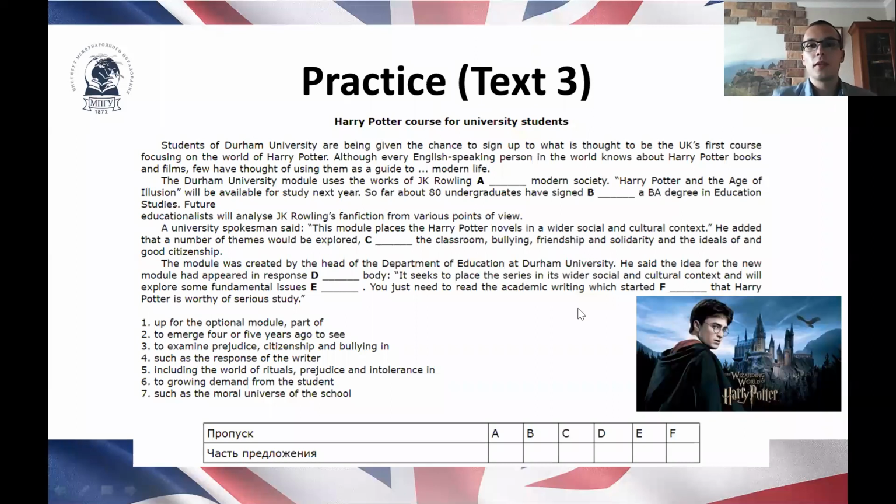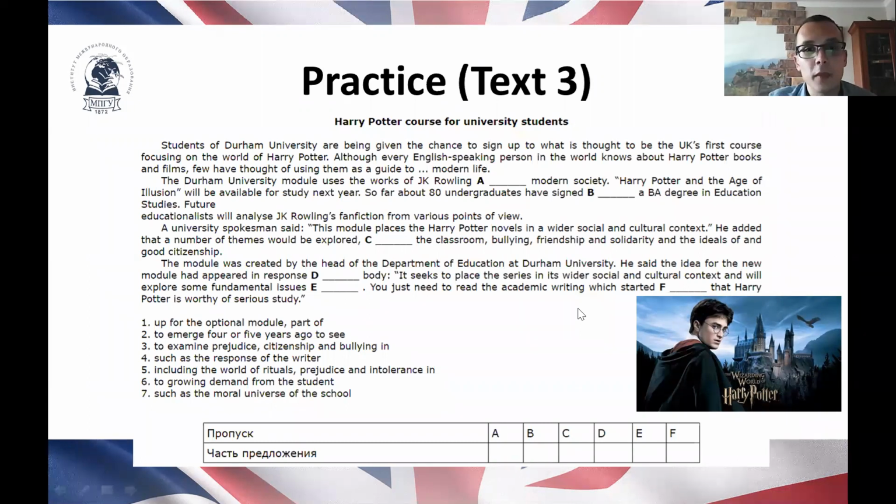Uses the books of J.K. Rowling, modern society. Logical sense, Kostya wrote. Here both logic and grammar help us. That's good sense. And the correct answer here, I suppose, is the third one: to examine prejudice, citizenship, and bullying in modern society. Even if you don't know what prejudice, citizenship, bullying mean, the preposition in will help you to get the correct answer, or at least the idea. Yes, 3 is correct.